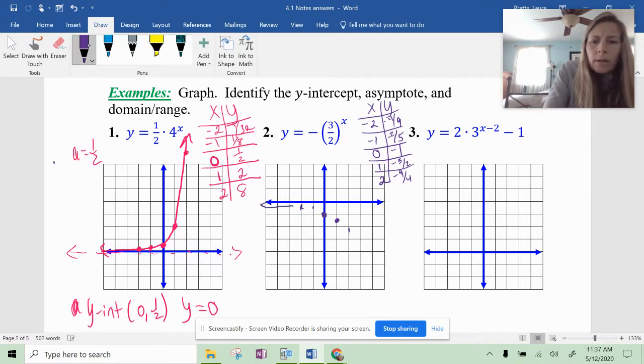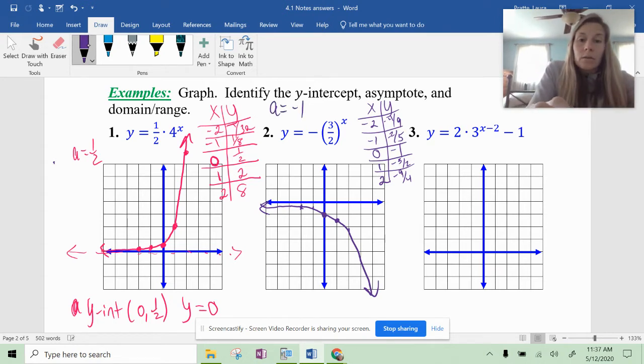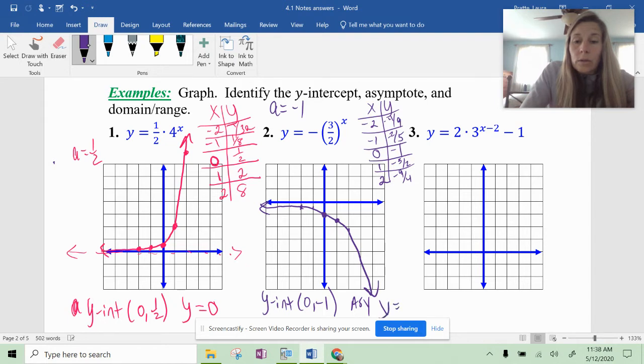Okay. So now, like I said, this would not be an actual exponential growth or decay problem because there is an a value here that is negative. So while I can still graph this problem, and I know my y-intercept then would be 0, -1, my asymptote is y equals 0 again. But you see how the graph is underneath the x-axis. So that would be a starting value that's a negative, which wouldn't happen with something tangible like population or money. But the actual problem is still graphable.